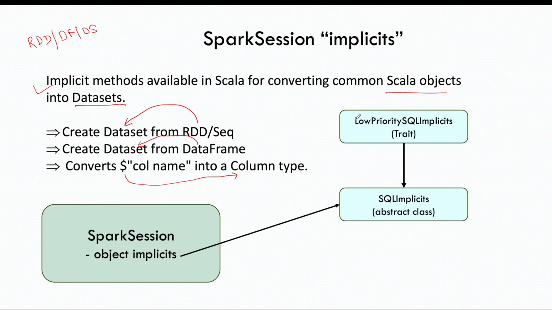So let's go through the hierarchy here. We have LowPrioritySQLImplicits, which is a trait. There is a method there, and then SQLImplicits extends this particular trait. This is an abstract class, and then SparkSession has an object implicits, which extends this SQLImplicits. So that is why we have to write import SparkSession object dot implicits, which is this one, dot underscore.